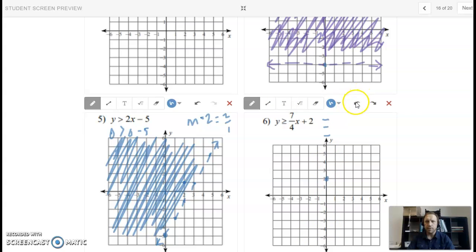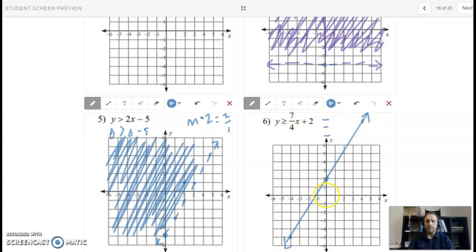Let's see, I did something wrong. What did I do? Oh, it's up 7, 1, 2, 3, 4, 5, 6, 7 over 4. 1, 2, 3, 4. So about there. And then I'm going to go down 7 to the left 4. 1, 2, 3, 4, 5, 6, 7 over 1, 2, 3, 4. And my slope is still up 7 over 4. All right, so I'm going to connect these. There we go. It's a solid line because it's greater than or equal to.